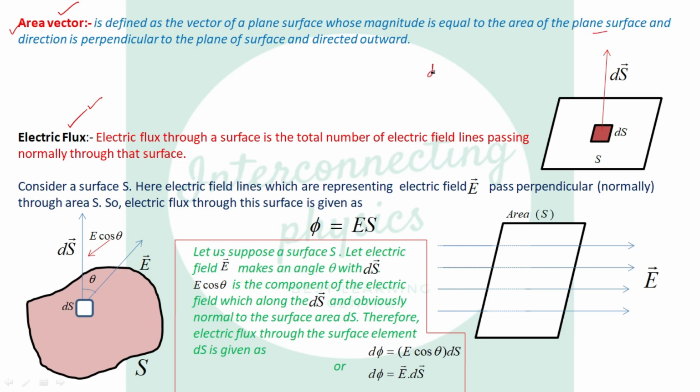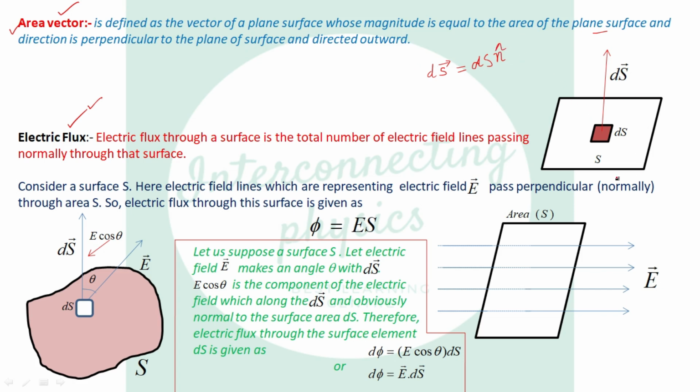Let us suppose we have area vector dS vector, then its magnitude will be the magnitude of the area of the plane surface. So it is dS. And the direction is perpendicular to the plane of the surface, and directed outward.